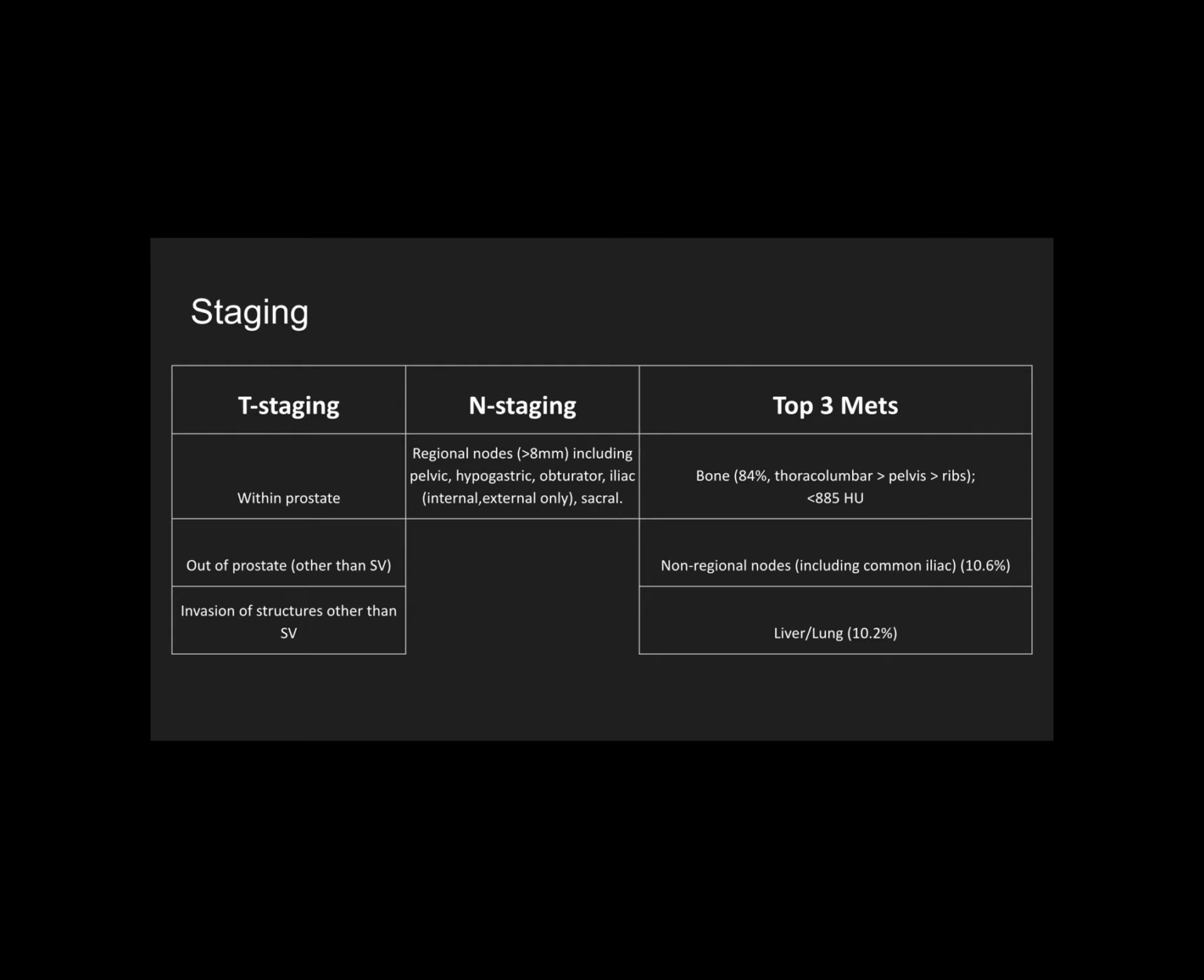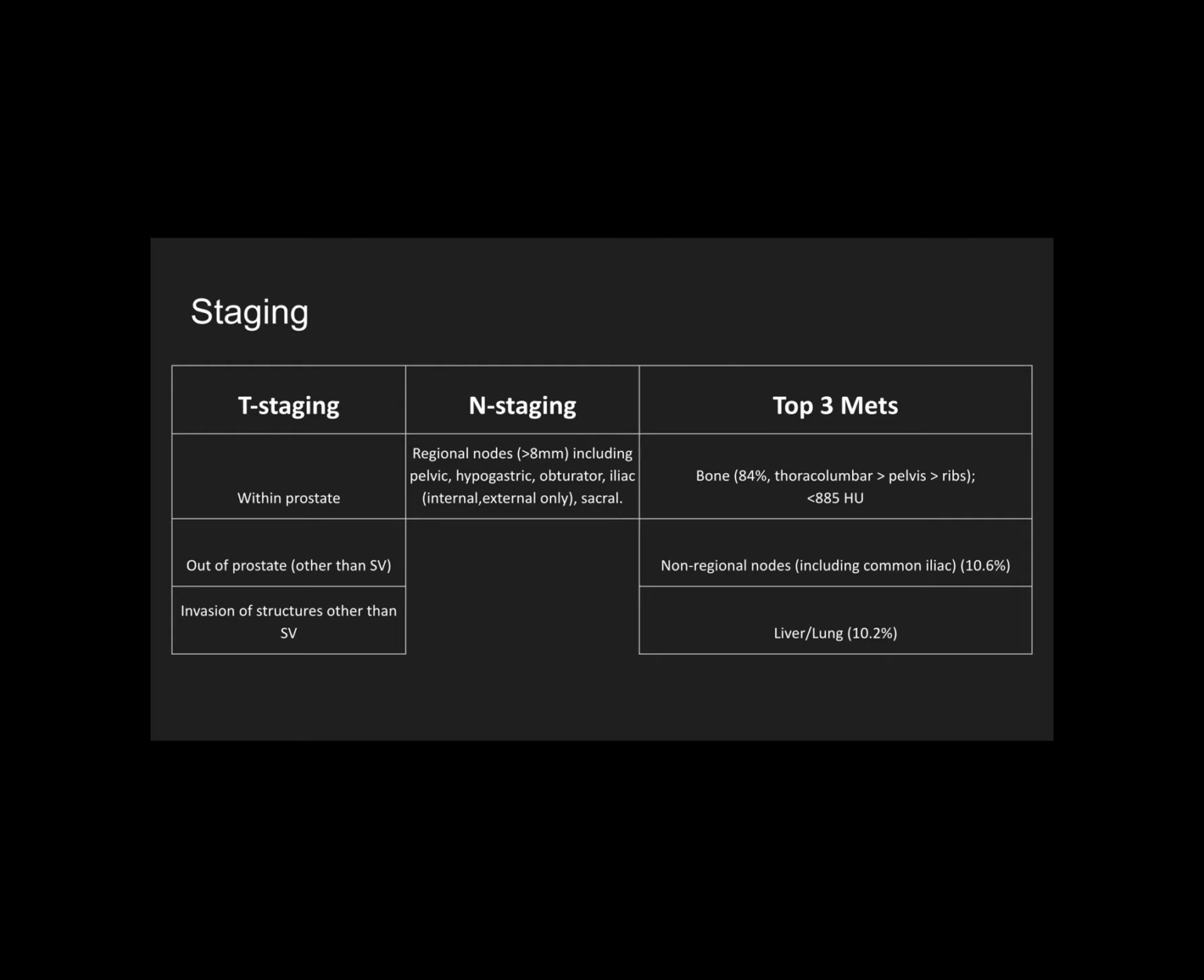Regarding the T staging, you can think about prostate malignancy being in the prostate, extending into the seminal vesicles, or extending into the adjacent organs, such as the bladder or rectum. Regarding lymph nodes, 8 millimeters is the usual cutoff per PI-RADS, although smaller nodes can harbor malignancy. You'll want to report on the regional nodes typically seen on the MRI, which are pelvic, hypogastric, obturator, internal, and external nodes. It's important to note that common iliac nodes are non-regional and therefore considered metastatic disease.